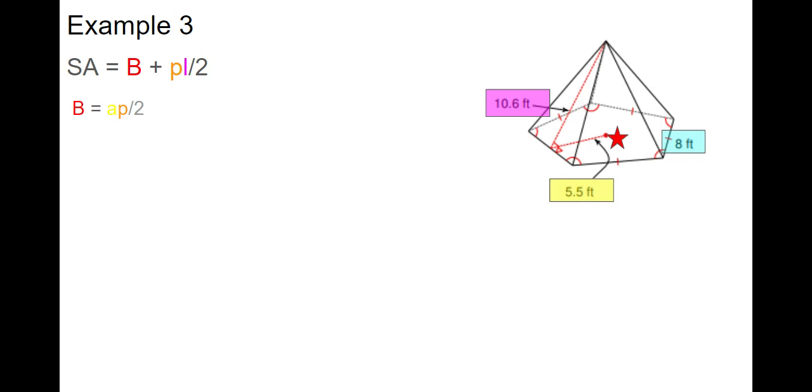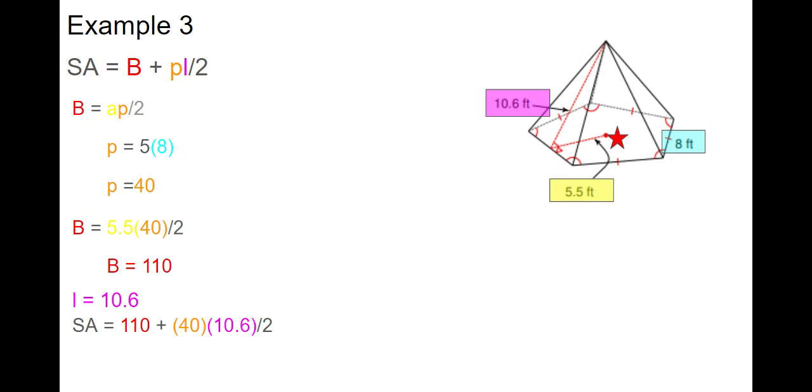Okay, so the base area is apothem times the perimeter divided by 2. Our perimeter is 5 times 8 because we have a pentagon and each side is 8. So our perimeter is 40. Our apothem is 5.5. So 5.5 times 40 divided by 2 gives us 110. Okay, so that's our base area. And then our slant height's 10.6. We already know our perimeter, so we have all the information to plug it into the formula. So we get 110 plus 40 times 10.6 divided by 2, and we end up with 322 feet squared.